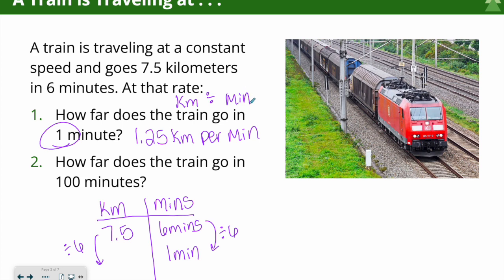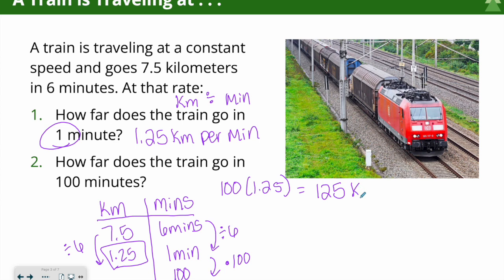So now how far does the train go in 100 minutes? Well, we're going to multiply 100 times 1.25 since it goes 1.25 kilometers in 1 minute, and we want to know 100 minutes. We're going to multiply by 100 to get 125 kilometers.